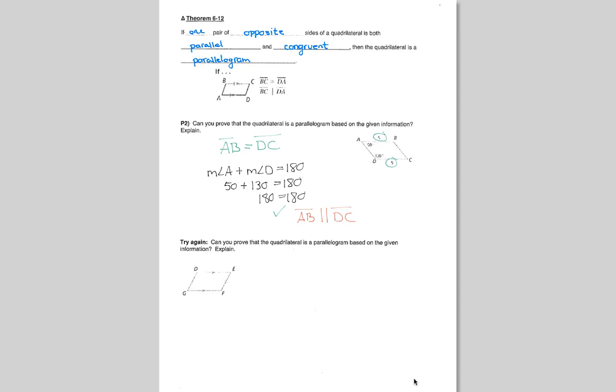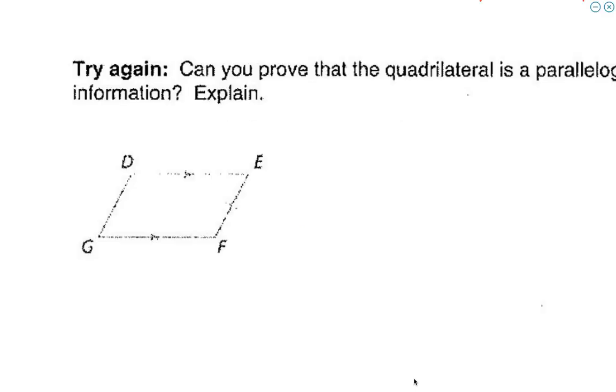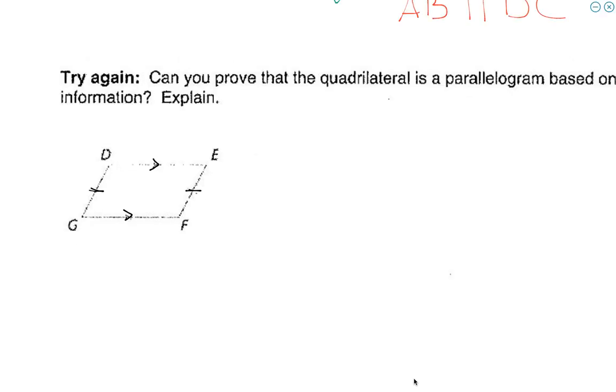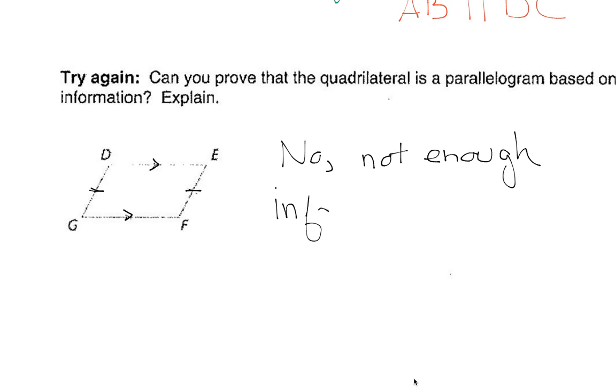All right, so try it again. Can you prove that the quadrilateral is a parallelogram based on the given information? So what they give us, it's a little bit harder to see in this one. These are parallel, and these are congruent. In that situation, no. Not enough information.